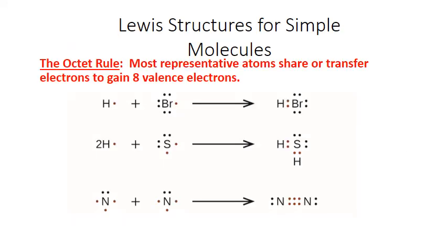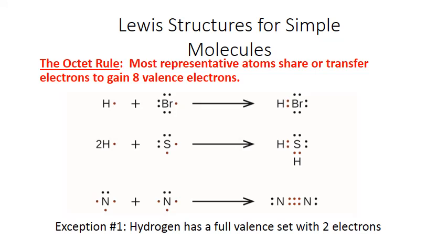The octet rule is our guiding principle in how electrons are shared. Each atom in a molecule should have eight valence electrons, including shared pairs. Now, there are exceptions to this rule, of course, and the first and most common exception is hydrogen.